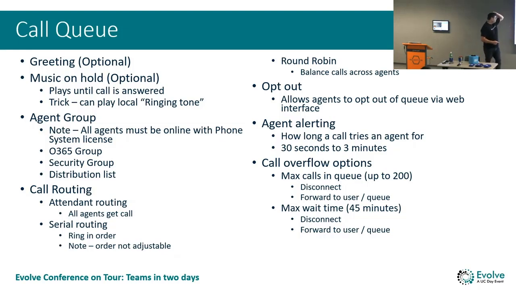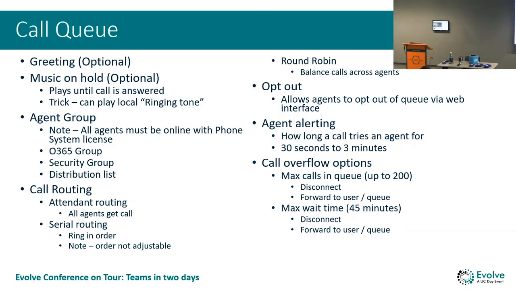Agent groups. Agents have to be online with a phone system license, but you can pick either an Office 365 group, a security group, or a distribution list. So that makes it a little bit easier for managing membership, as you can have a group bubbled up into one of these things. You can then pick how you want to route calls. Attendant mode is where all agents will get the call. Serial routing will ring through in order in that group, but unfortunately you can't adjust the order, so whoever is first in that group will always be the first person that receives the call. Or you've got round robin, where it will balance who it's sending the call to out of that group.